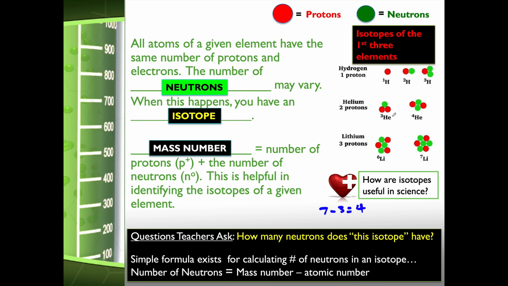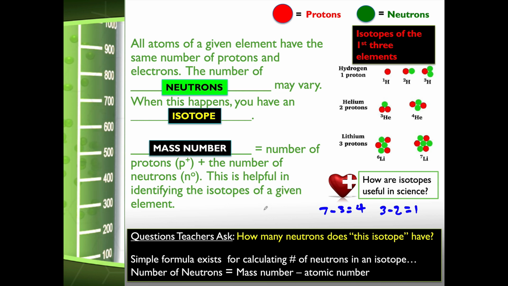Let's look at helium-3. Okay, we have a 3 up there. That's protons and neutrons. Let's take that 3 and subtract its atomic number. So 3 minus, in this case, 2 red dots. 3 minus 2 equals 1. Let's double check our work. There's 1 green dot there. Okay, so that makes sense.